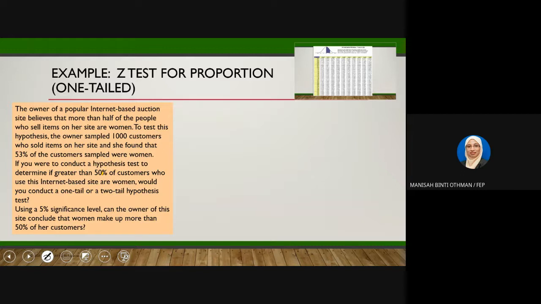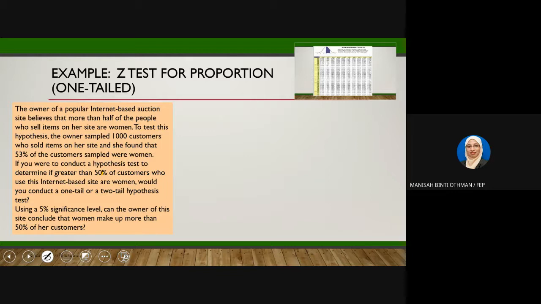If you were to conduct a hypothesis test to determine if greater than 50% of customers who use this internet-based site are women, would you conduct a one tail or two tail? Of course, one tail. This is an example for one tail, because you want to test whether it is greater than 50%, not whether it is 50% or not. It's more than 50%.